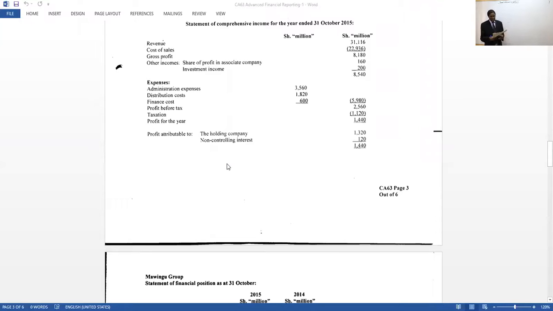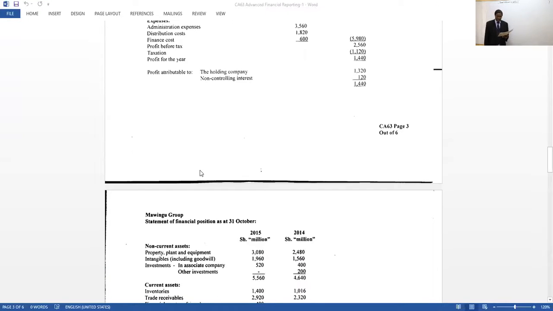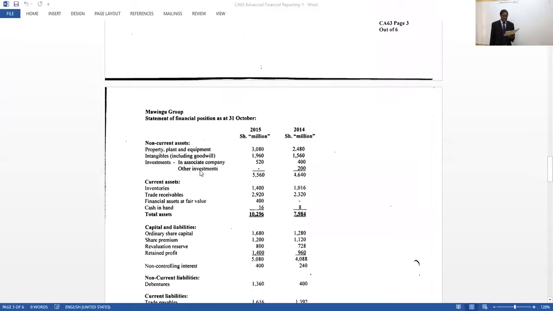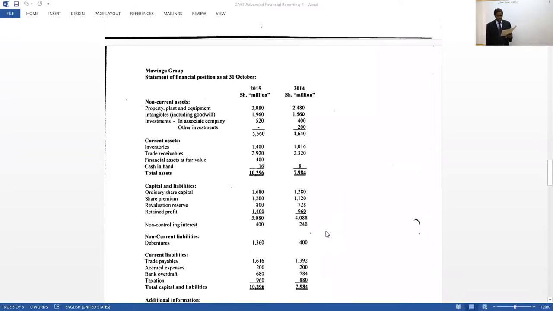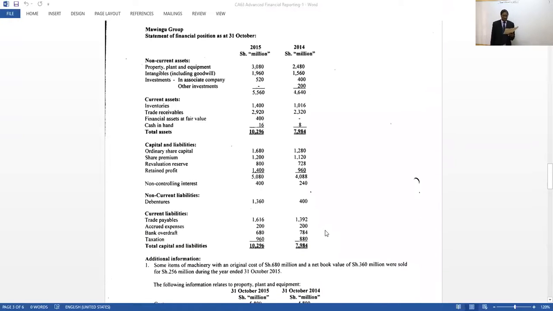Then on the other side, you are also given two statements of financial position, one for last year, 2014, and the other one for this year, 2015. Among the non-current assets, there is property, plant, and equipment. Then you have intangible assets, including goodwill. Then you have investments in associate. Then you have other investments. Among the current assets, you have inventory, trade receivables, financial assets at fair value. Then you have cash in hand.